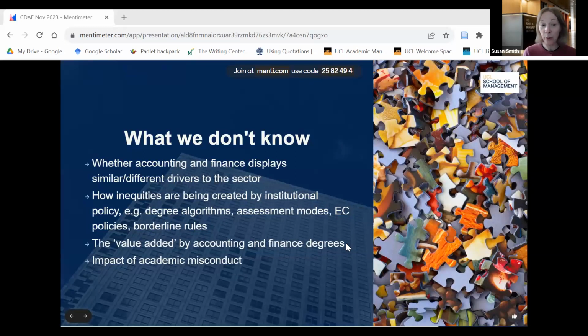And also, we don't know the impact of academic misconduct on the outcomes that we see within our discipline, but also, I guess, beyond. But is it more prevalent in accounting and finance? Do we see more or less academic misconduct in our disciplinary area? And is that linked to the assessment modes that we're using, or is it not?